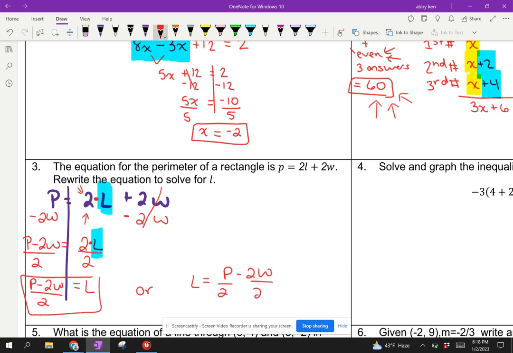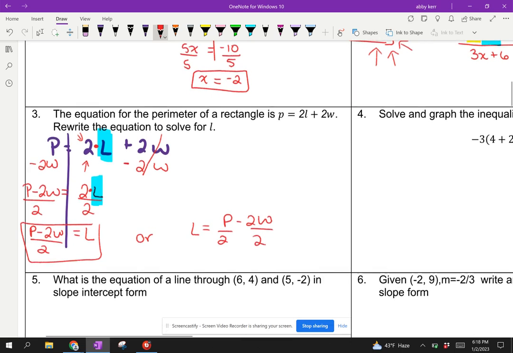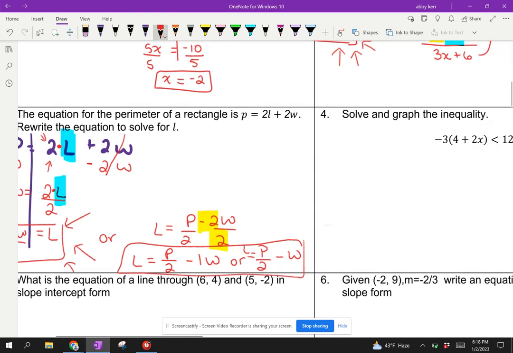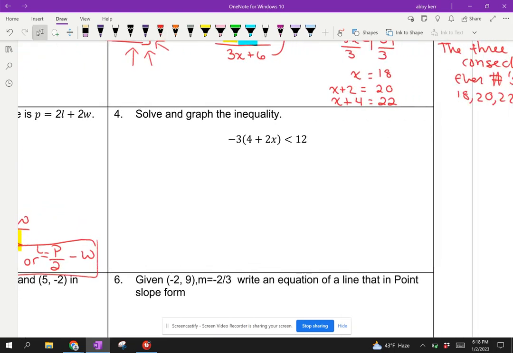you can separate the dividing by 2. P divided by 2 is just P divided by 2. And then negative 2 divided by 2 is negative 1W, or P over 2 minus W. So either way is totally fine. It just depends on how you want to simplify it.